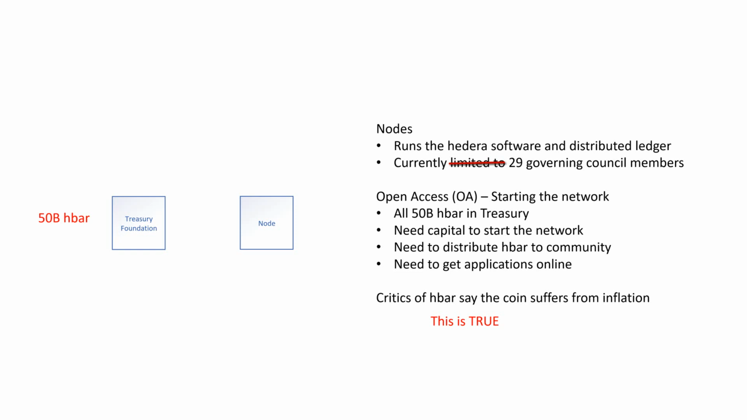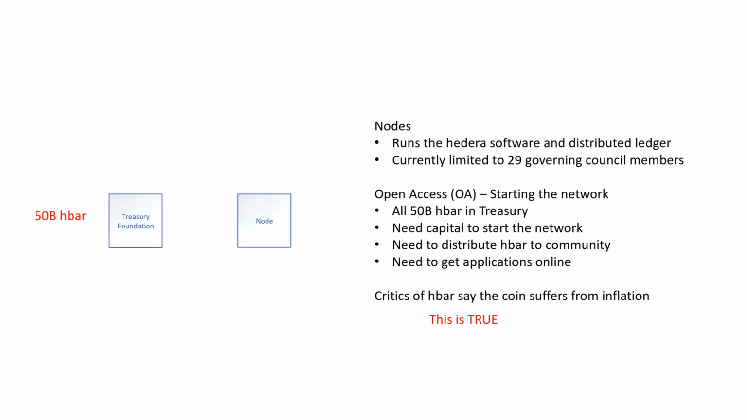Critics of HBAR say the coin suffers from inflation, and that is true. But it is also true of all proof-of-stake networks, where coins are minted right away. Hedera had to inflate the network. How did they do this?